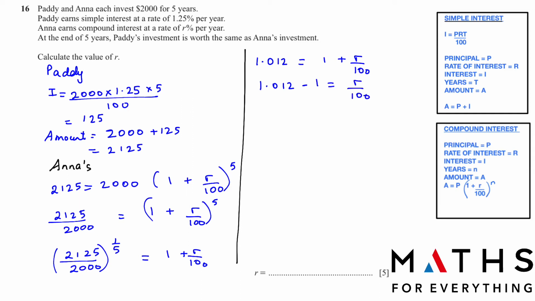So we will be left with 0.012 is equal to R over 100. 100 is a divide, so when I want to make R the subject, I will have to shift it to the other side and it will become a multiply.